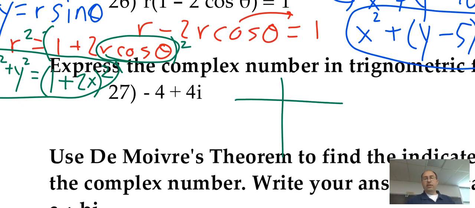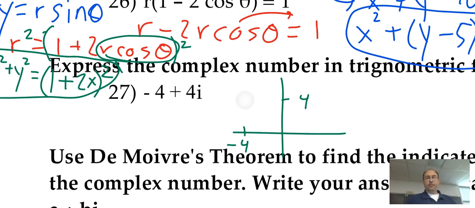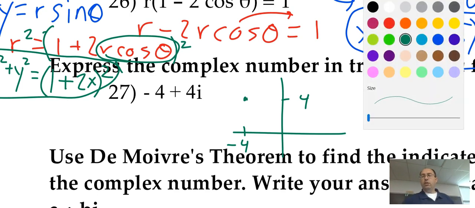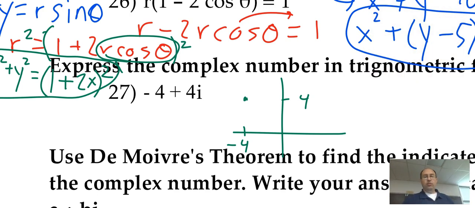So I'm graphing this thing here. Oops, that's a bad choice of a y-axis. So -4 plus 4i is in quadrant 2 like that. And what do we need? If we need trigonometric form, don't we need the radius and the angle? So how do I do that?